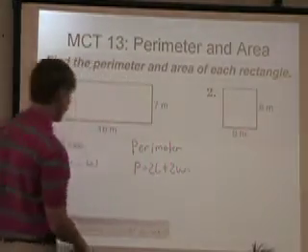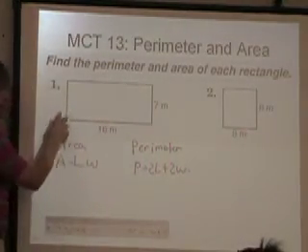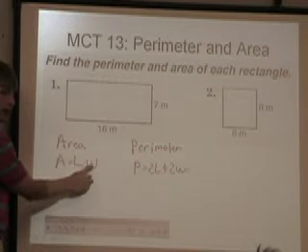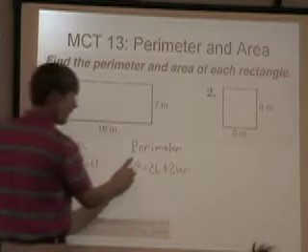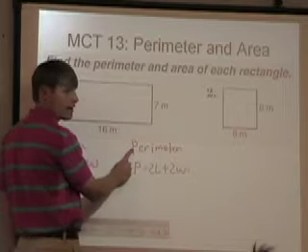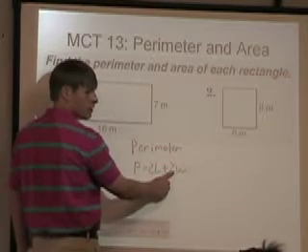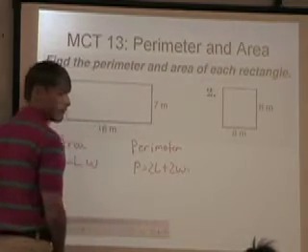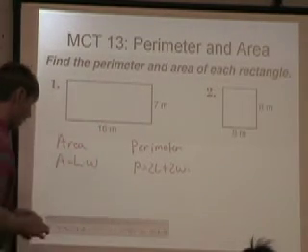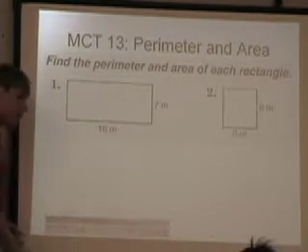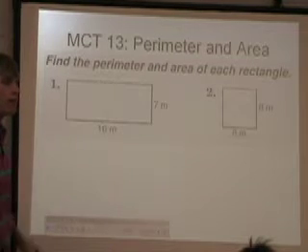Okay, here's your two formulas. The area of a rectangle or square is length times width. The perimeter of a rectangle or square is 2 times the length plus 2 times the width. Okay, now, I'm going to write down the definition of perimeter.